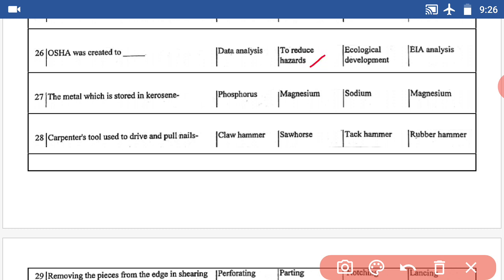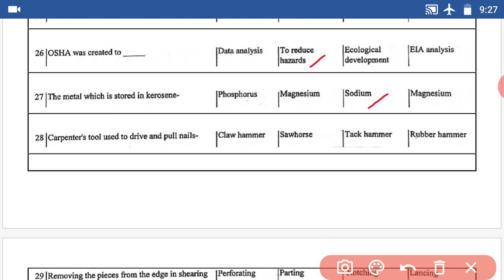Question number 27. The metal which is stored in kerosene. This question's answer is option C, the correct answer: sodium. C is the correct answer. Sodium.